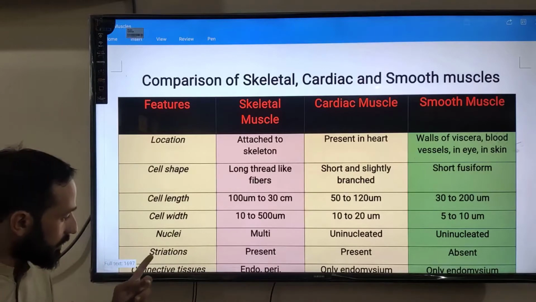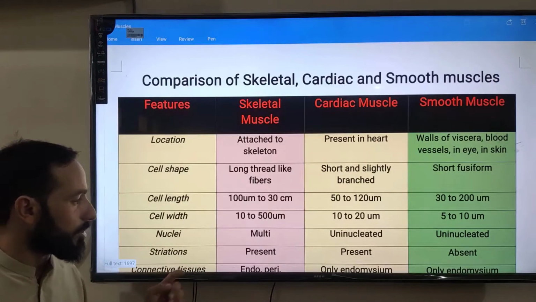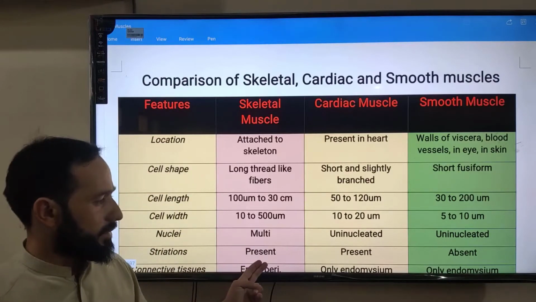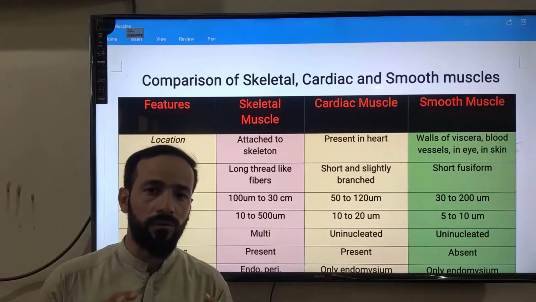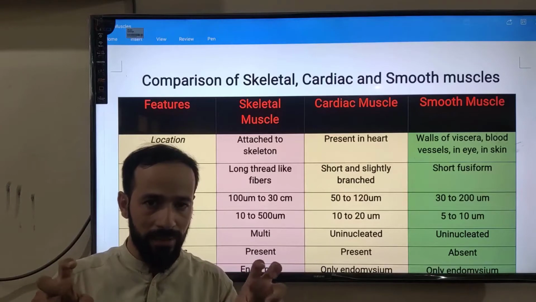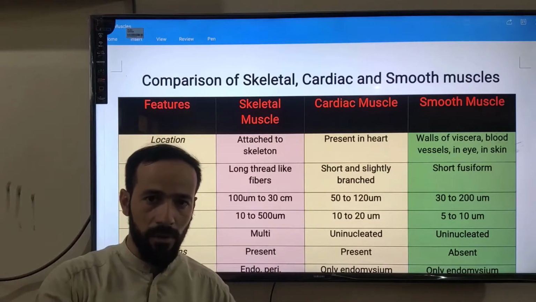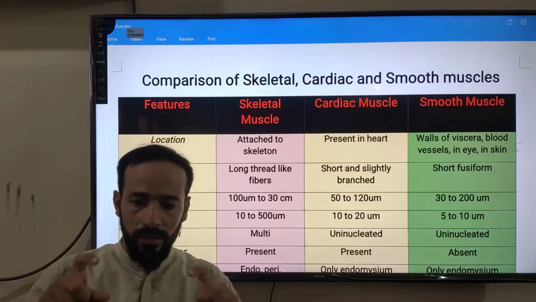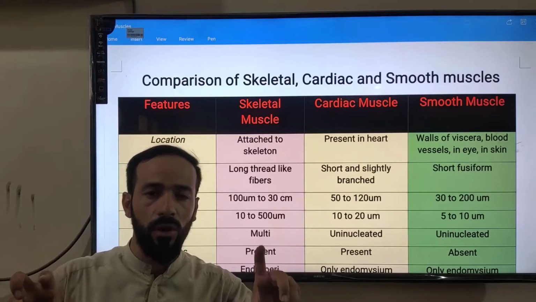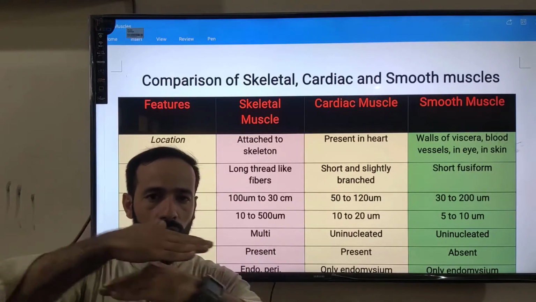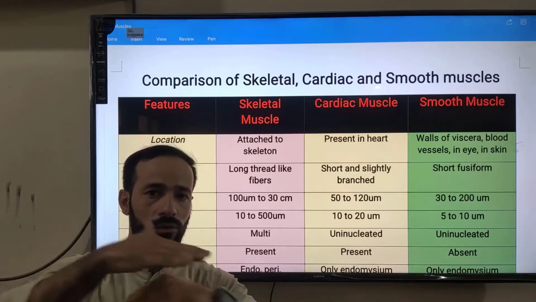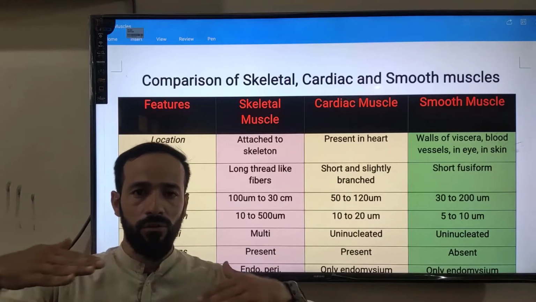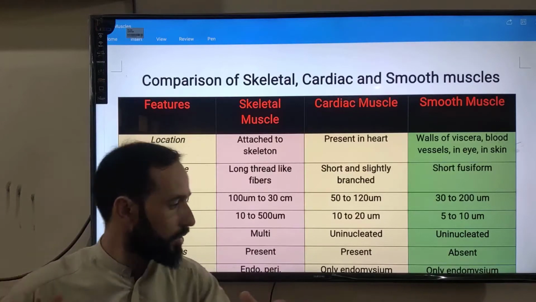The next property is the presence of striations. In our skeletal muscles and cardiac muscles, we have light and dark bands: the Z lines, the M line, the H zone, the A band, the I band. The thin fibers and thick fibers make light and dark bands, which you can see right now on the screen. Those light and dark bands are called the striations.